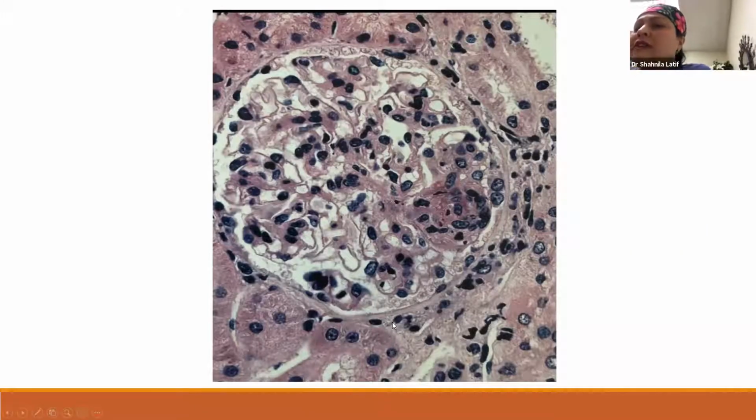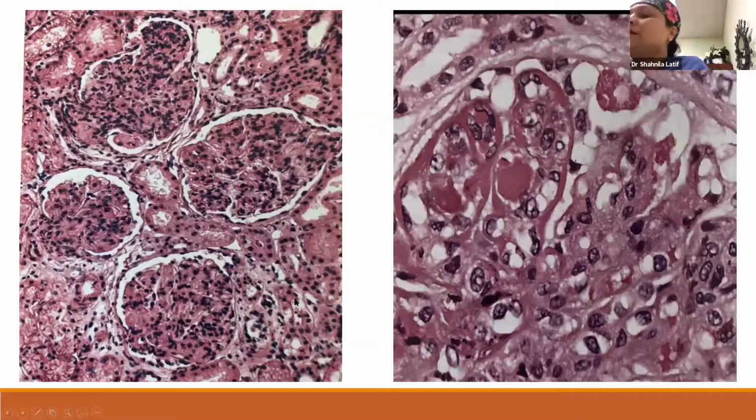Okay, so this is class 3. In class 3, as you said, Irfan bhai, the capillary loops are involved. On my 3 to 4 o'clock direction, right there, is a segmental necrosis of this glomerulus. You can see the fragmented red blood cells there, some neutrophils there, and damage in the capillary loops. This is kind of an early lesion. After this lesion, you start seeing crescents or class 4.